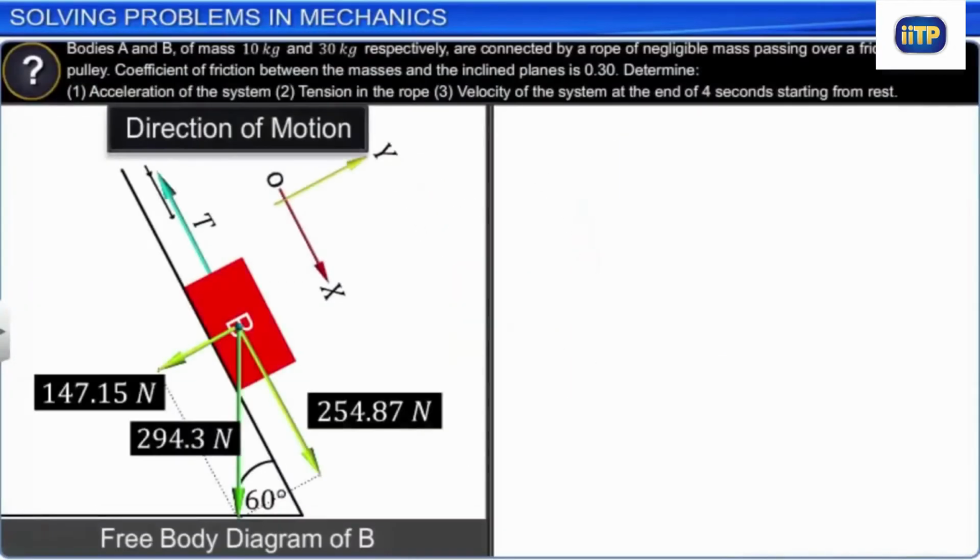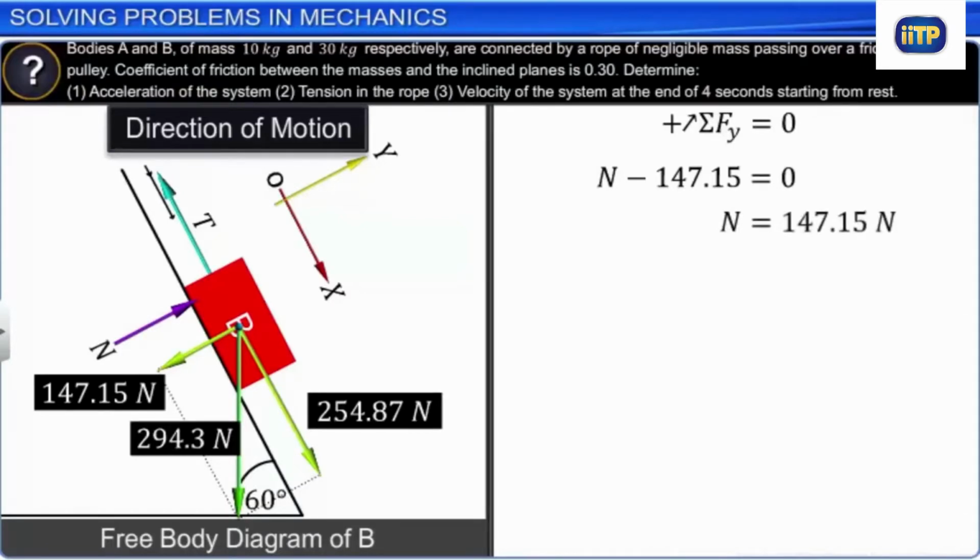As there is no motion of B in the y direction, we can say the net force along y direction is 0. Summing up the forces along y direction and solving, we get the normal reaction N as 147.15 newtons. Let's call this equation 4.